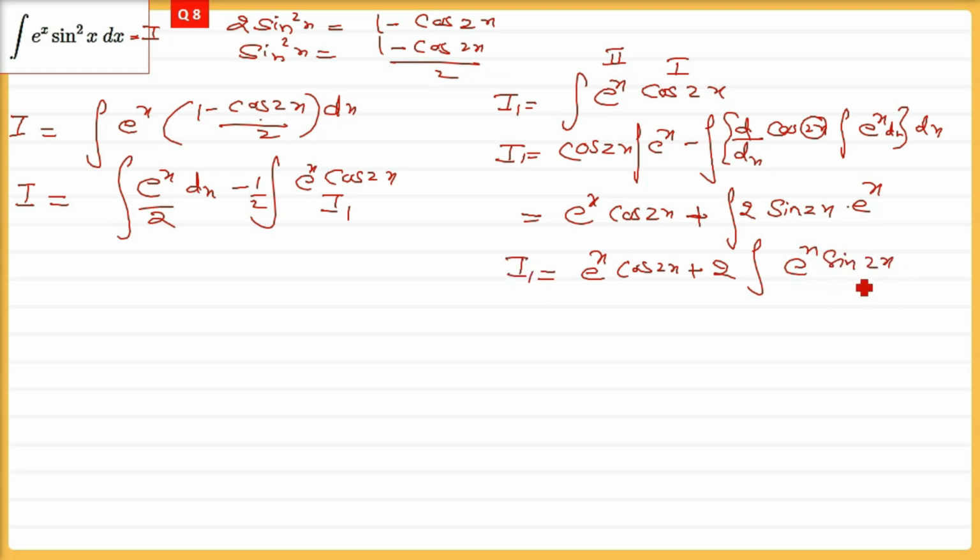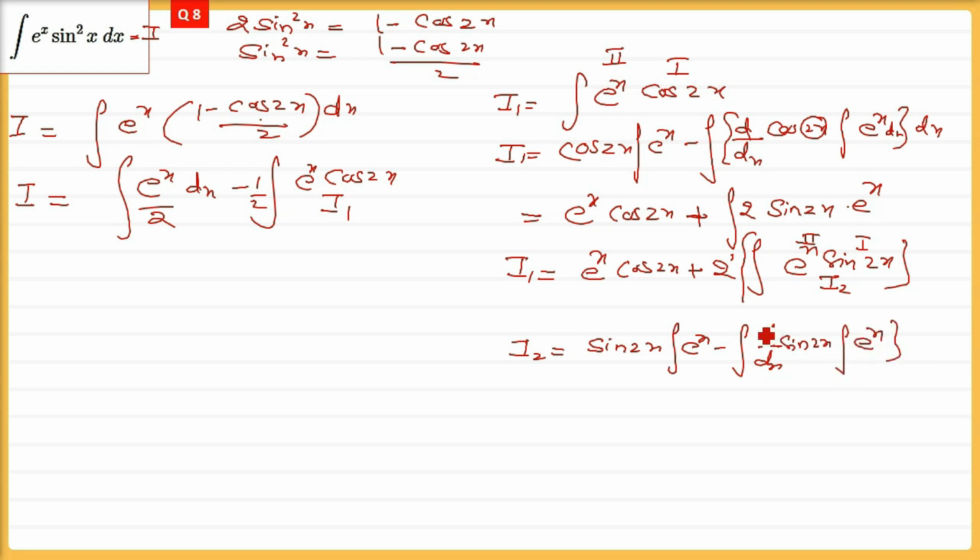Now I am taking it as I1, but since e raised x sin 2x has come up again, we have to take it another way, or you can solve it here only. For the sake of explaining, I am taking it separately. I2 is sin 2x e raised x. So sin 2x you can take first, integration of e raised x, minus integration of d by dx of sin 2x and then integration of e raised x. So this is e raised x only, sin 2x minus the differentiation of sin 2x, which will be cos 2x, 2 will also come, e raised x will be e raised x only, along with the dx. I am missing dx sometimes, but don't worry about that.